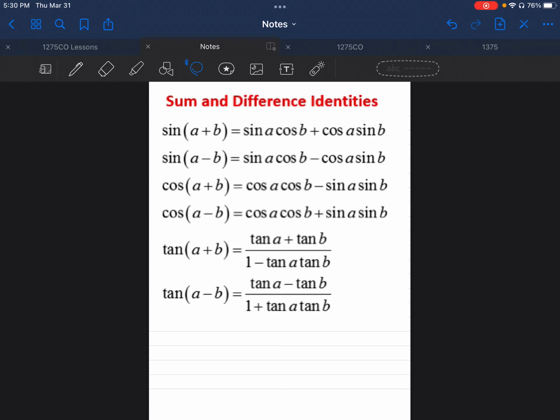You can pause it here and copy down these formulas. I will just highlight a couple of things. The sine of A plus B is equal to this formula here. Notice there's a plus sign in between. That's sine, cosine, cosine, sine.